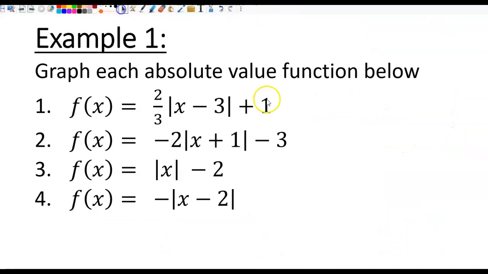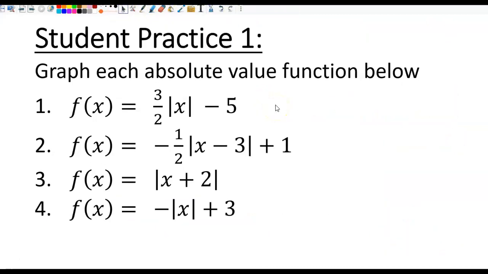That's graphing absolute value functions. And if you want to pause the video here, please. Try to graph all these, and then whenever you are done, I will put the answers up for you.